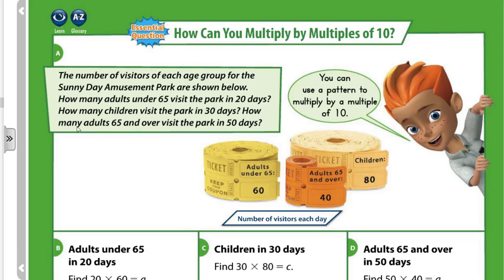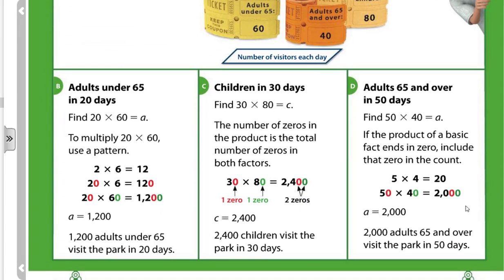The second part: how many children visited the park in 30 days? As you can see here, the number of tickets is 80 in one day. So we will multiply 30 times 80. And how to do this? We will do the same, but this time I will do it quickly. We have the total number of zeros: 1 zero, the red zero for 30, and 1 zero, the green zero for the 80.